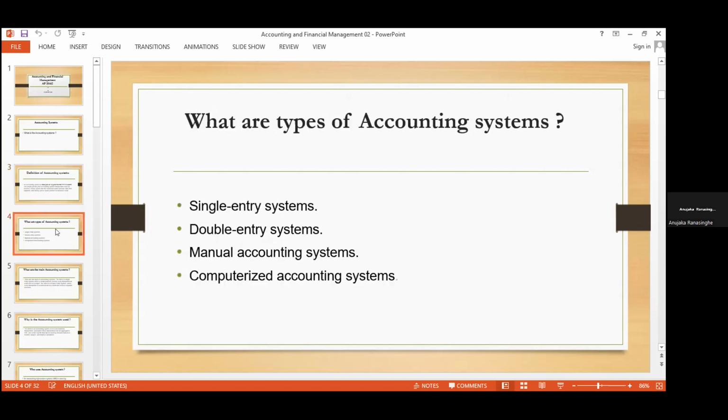We have 4 types of accounting systems. I explained to you last week: single entry system, double entry system, manual accounting system and computerized accounting system. Single entry accounting system means a one-side accounting system. Some small companies prepare a one-side accounting system.